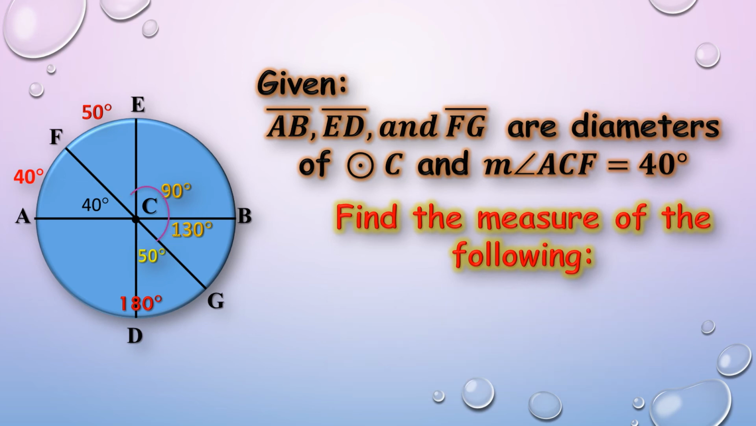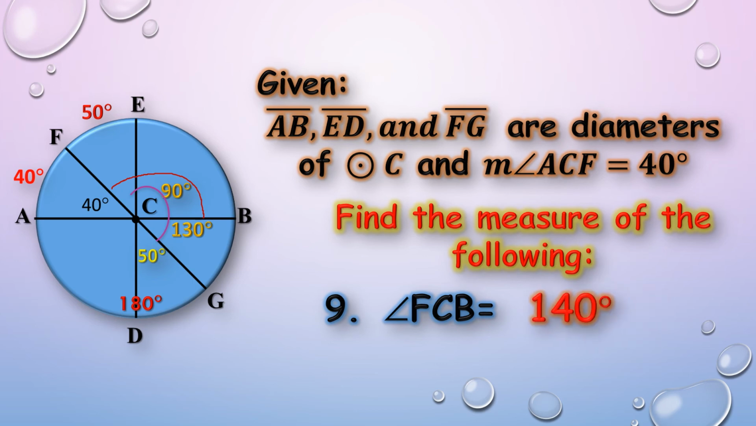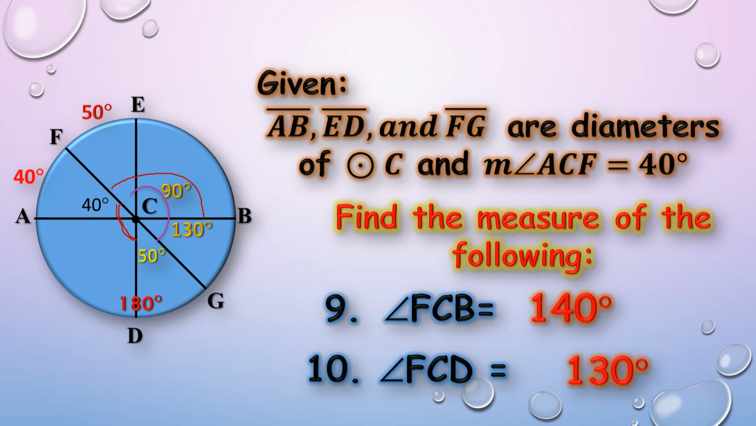So next is number 9, angle FCB. Okay, angle FCB. So this is it. This is our angle FCB. This one, angle FCB. So 90 plus 50 is 140 degrees. Then last one, angle FCD. Okay, angle FCD, this one. Okay, so 40 plus 90 is 130 degrees.